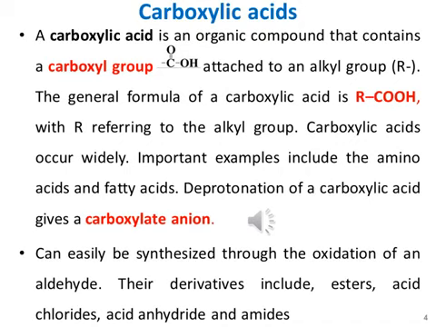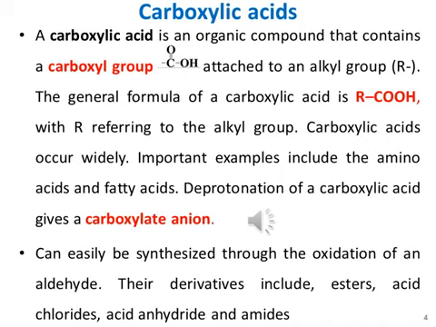A natural carboxylic acid is acetic acid, which is the active ingredient of vinegar. All the citrus fruits contain citric acid. All the amino acids contain the carboxylic acid functional group. Other important examples include amino acids and fatty acids.